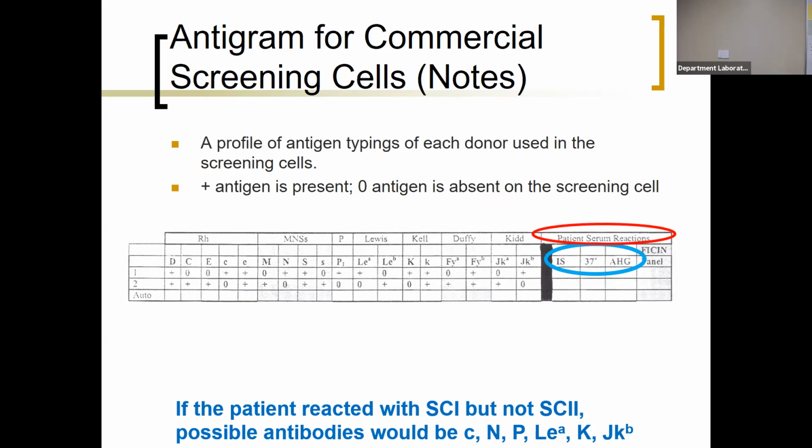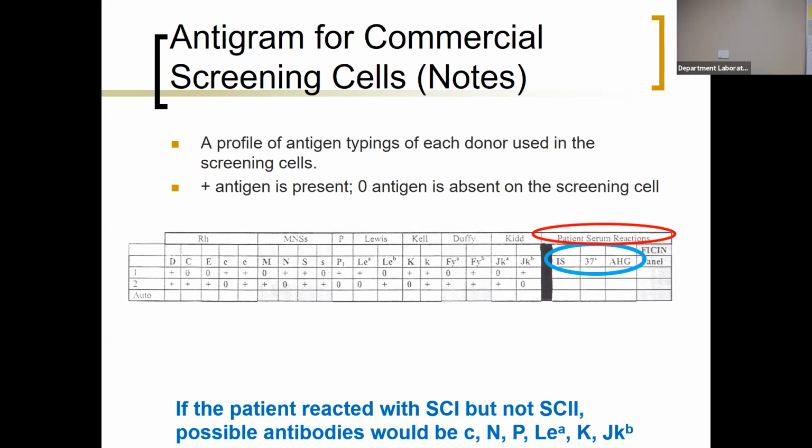All right, so in our scenario, we only have a reaction on screening cell 1. So could little c be an option? Little c is present on screening cell 1, but not on screening cell 2. That could cause the reaction in our patient plasma. What about M? Do you think M is an option? No, because it's present on screening cell 2, not screening cell 1. What about N? Definitely N is an option. What about big S? Typically not, because it's present on screening cell 1 and 2. So we would expect if it was reacting, both cells would be positive.